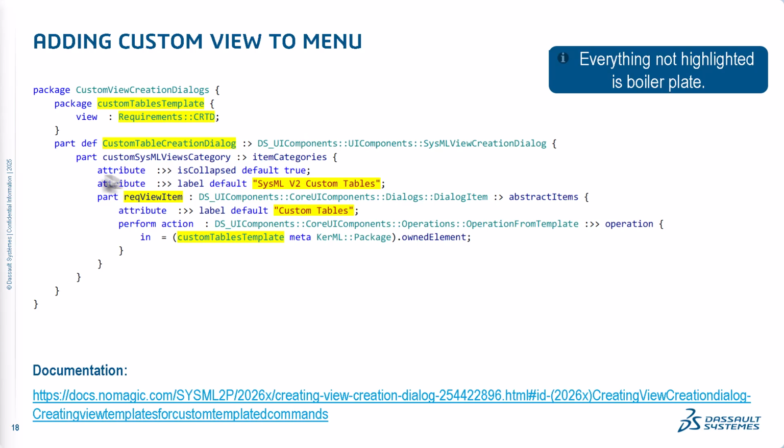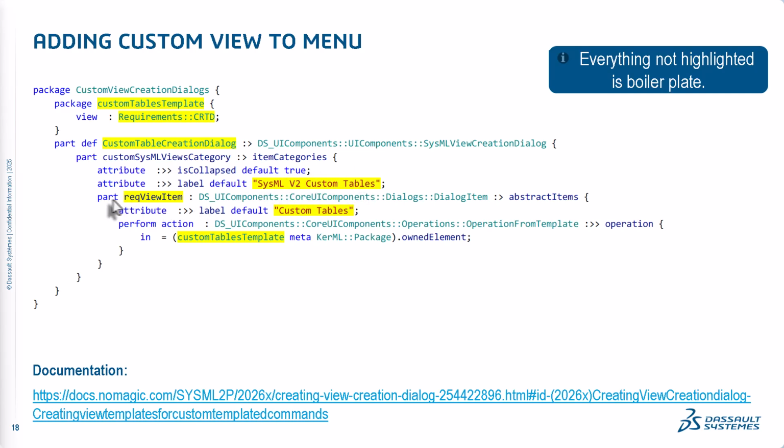I would just copy and paste this each time. And then part custom SysML views category, item categories, and then we have these attributes here. First one is collapsed, second one label, and then here we are naming this first category name called SysML v2 custom tables. So when we right click, we will see this as the category name.